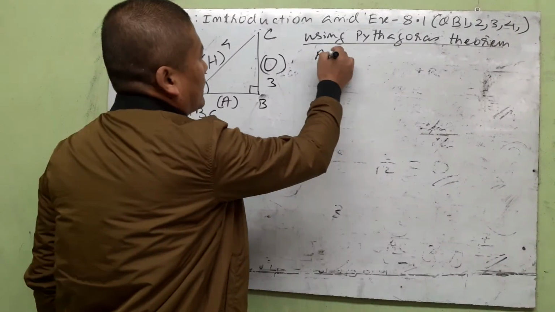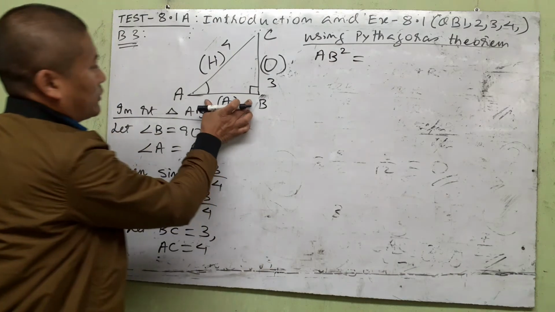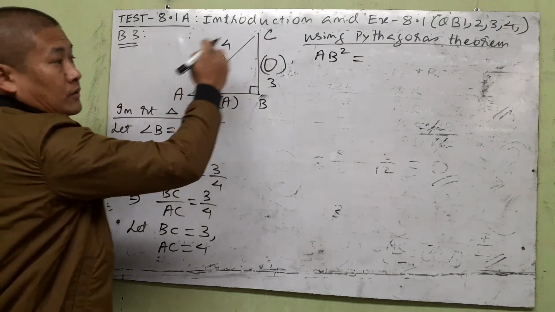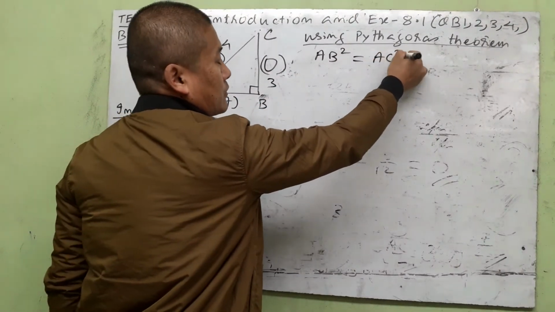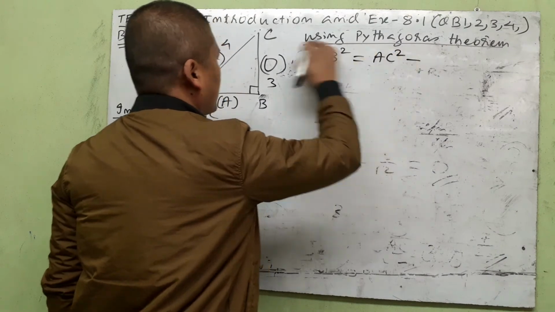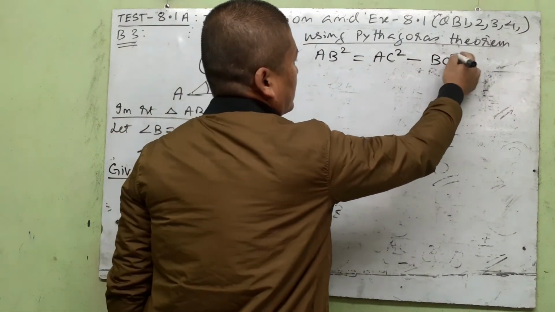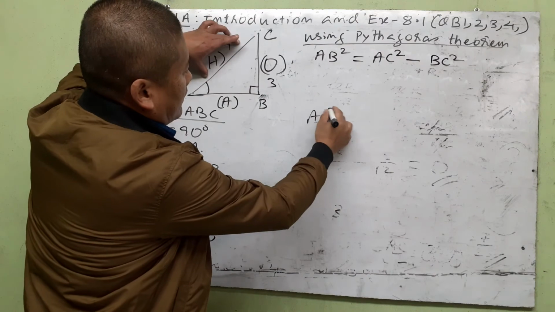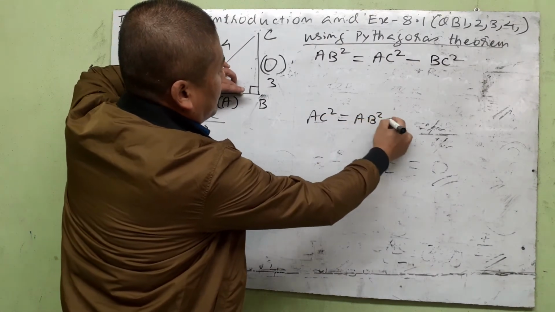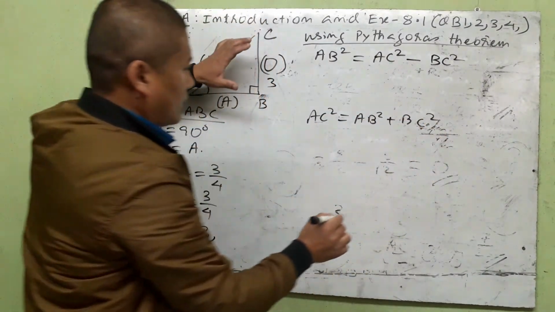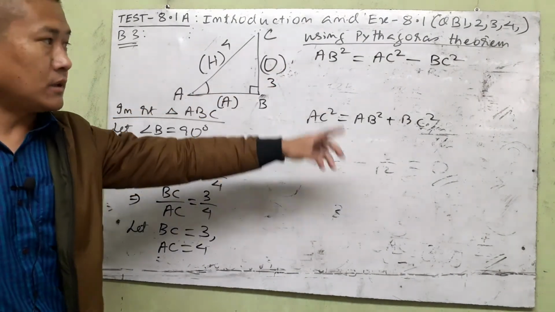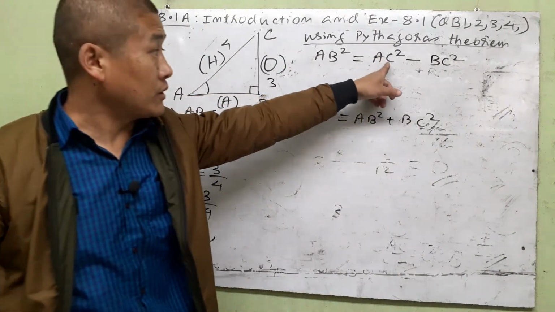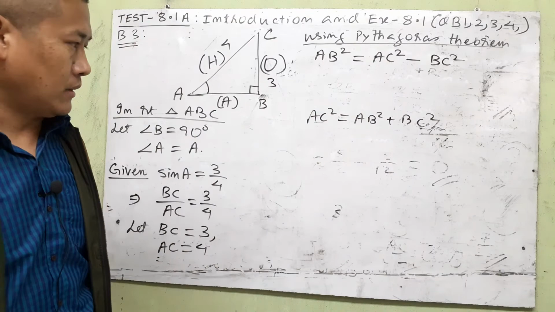The unknown side: AC is 4, BC is 3, so the unknown is AB. So AB square, AB is not the hypotenuse. The hypotenuse is AC. So in such a case, the hypotenuse has to be written first on the right side, and minus the other one, BC square. When we are taking the hypotenuse, it is the other two, AB square plus BC square. But the next two equations are all minus, right? And in such a case, the hypotenuse should come first. Okay, so keep that in mind.